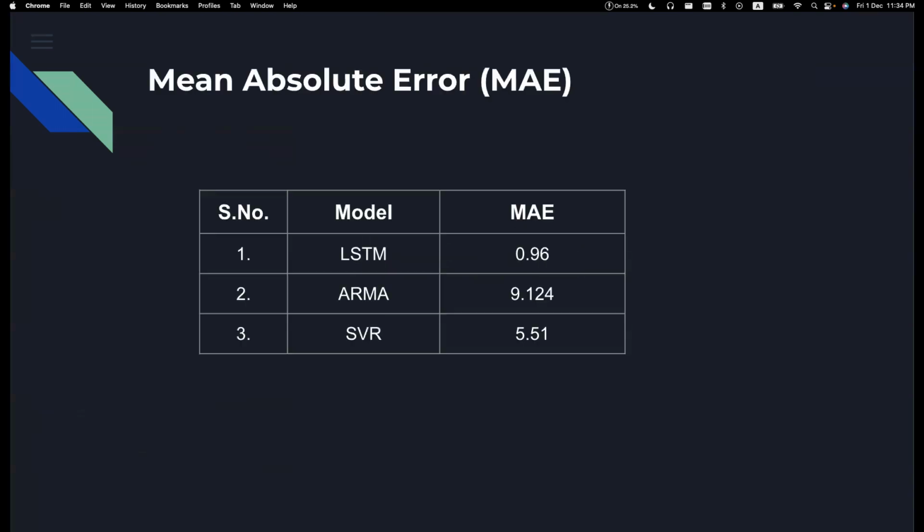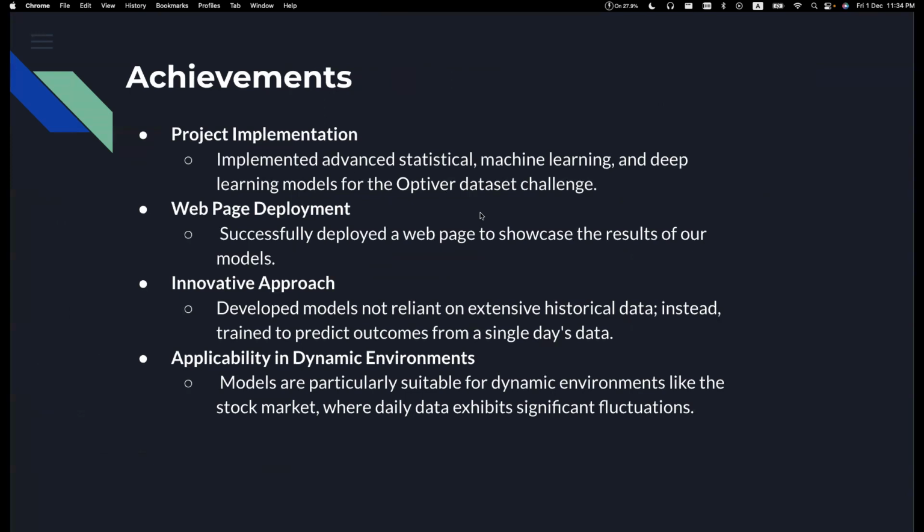So these are the results. We used the mean absolute error, which will be used in the Kaggle challenge to compare our models, and this is what we have gotten. You can see that LSTM has the least mean absolute error. And these are the 3 models we use to deploy. Next slide. The achievements will be explained by Farhan.